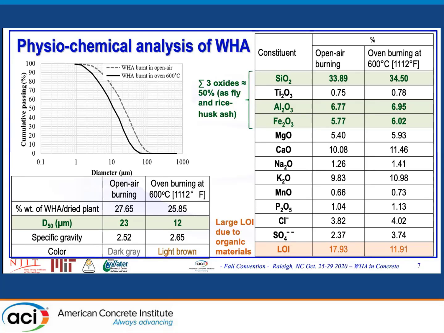We found the content of silicon is quite good, and the three components, the silicon, the aluminum, and iron, are approximately 50%, which is approximately similar to fly ash and rice husk ash. So this is the second point that encouraged me to continue. However, I have a large amount of LOI, and basically this is contributed to the organic nature of this plant.